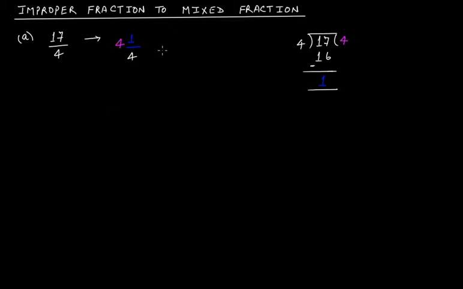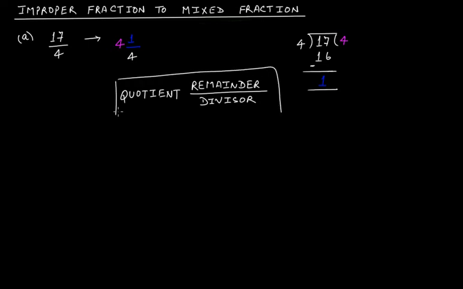So what would be the way? Quotient, then remainder, and then divided by divisor. This will be the format to write any improper fraction as a mixed fraction.